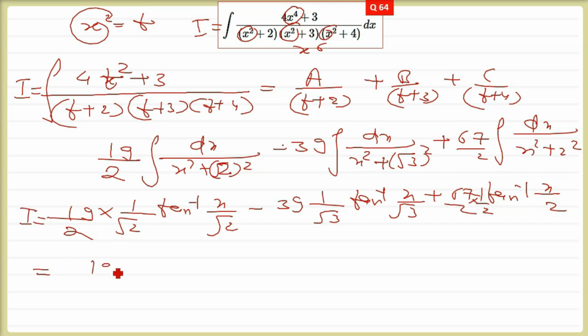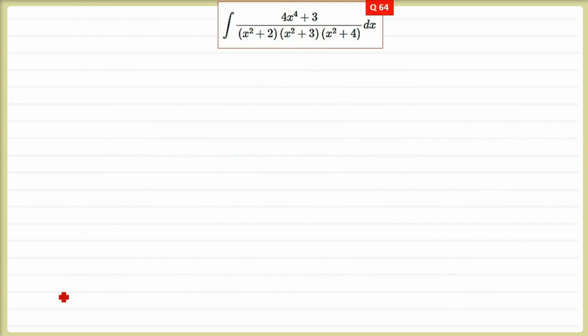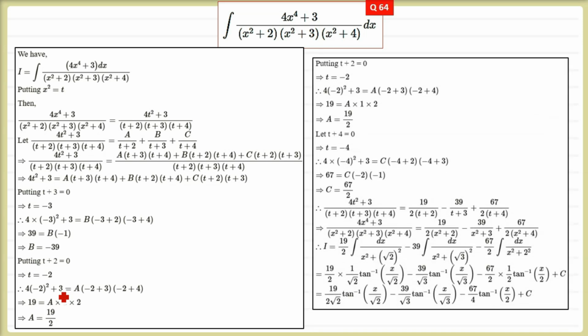Let me write the final answer after, if at all any cancellations are there. So 19 by 2 root 2 tan inverse x by root 2 minus 39 by root 3 tan inverse x by root 3, and then 67 by 4 tan inverse x by 2 plus constant of integration. This is all your result. Now, as this was a very straightforward question, because it seems to be a big question, but it's not. Only x square can be taken as t, and then the solution can be proceeded, and finally a, b, c computed. Integration is quite similar because 1 by a tan inverse x by a is used everywhere.